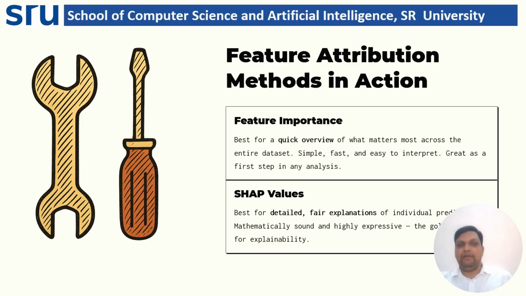Feature attribution methods in action. Feature importance: best for a quick overview of what matters most across the entire dataset. Simple, fast, and easy to interpret. Great as a first step in analysis. SHAP values: best for detailed, fair explanation of individual predictions. Mathematically sound and highly expressive.